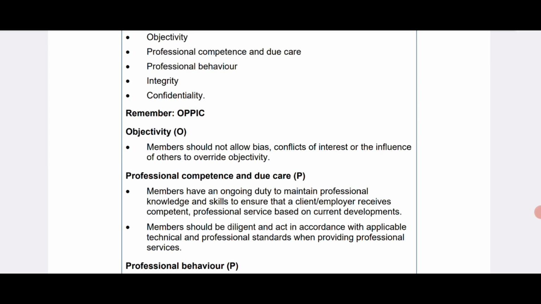Objectivity. The member should not allow bias, conflict of interest, or the influence of others to override objectivity. The meaning of this objectivity is that you should be specific in achieving your goal, your assignment, whatever work is assigned to you. You should not create a conflict of interest.